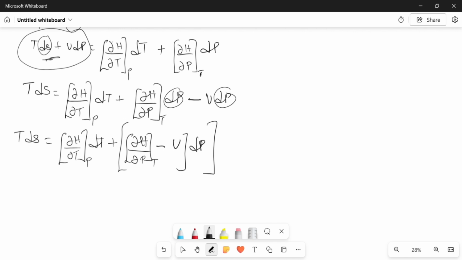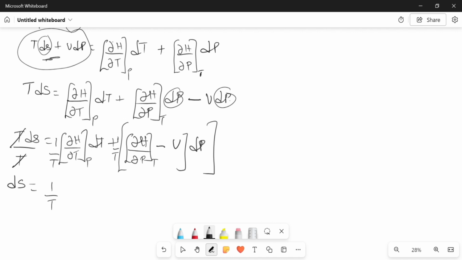So what did I do here? I just brought out this dp, since dp is common. Now we want to make ds the subject of the formula. That means I have to divide all through by t. So if I divide all through by t, I'm going to have ds equals 1 over t, and also 1 over t here, because I'm dividing all through by t. So t cancels out t, and I will have ds alone here.